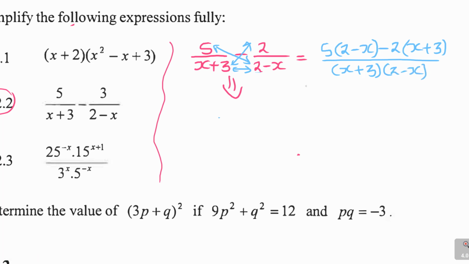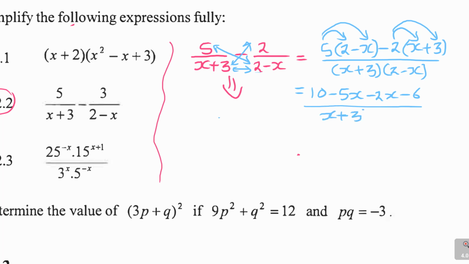Seeing that, then you can say equal to, now you open that bracket, 5 multiplies, 5 multiplies, minus 2 multiplies, and minus 2 multiplies. You distribute that. 5 times 2 is 10, 5 times negative x is negative 5x. 2 times minus x is minus 2x, and then minus 2 times 3 is minus 6, and then you continue to say this is x plus 3, and then it's 2 minus x. So let's continue and see where it takes us.